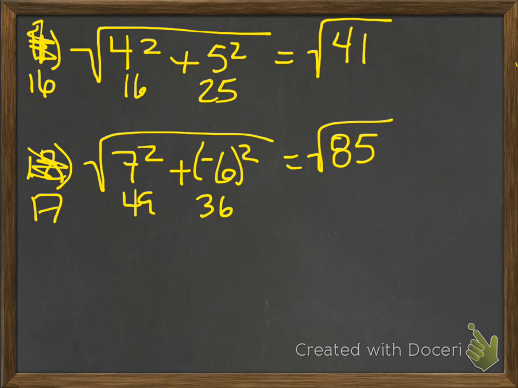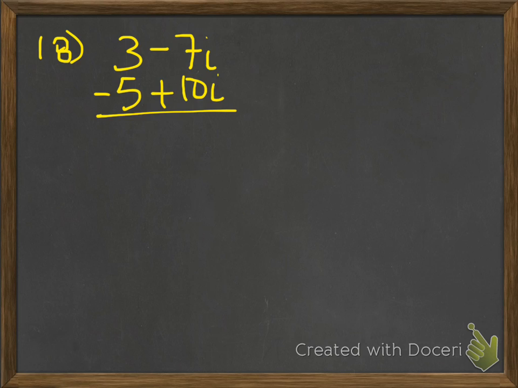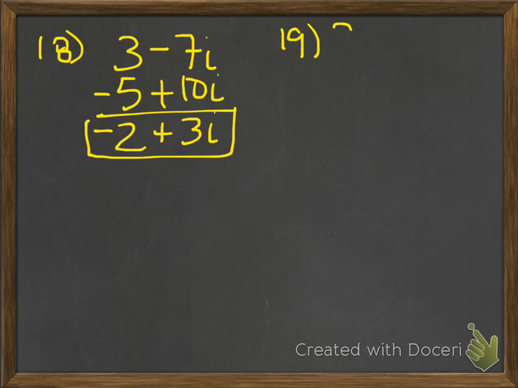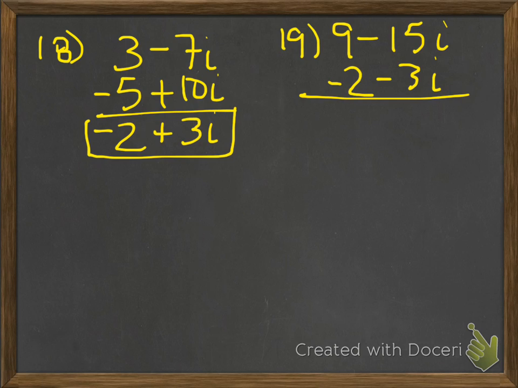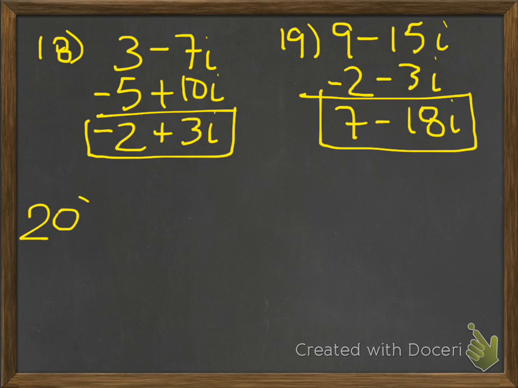All right. The next ones, notice how I rewrite the problems. You might try it like this. So I do 3 minus 7i, and under that I'm going to put negative 5 plus 10i. Gives me negative 2 plus 3i. Then I've got the 9 minus 15i. Notice I'm changing the sign. Because of the minus that was in front of the 2 plus 3i, I changed the sign of those two numbers in parentheses as I moved them under. So now I'm saying 9 minus 2, negative 15 minus 3, and that's my answer.